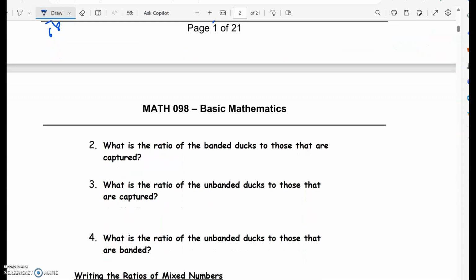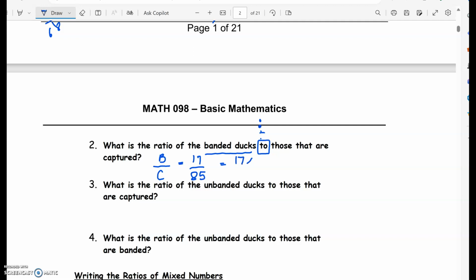The next question is, what is the ratio of banded ducks, so banded, to those that are captured? So the total number of captured ducks will be in the denominator. We go in the exact same order. Banded ducks in the numerator, captured in the denominator. You could divide, or you could write the ratio symbol. So B to C, so banded would be 17 over a total of 85.